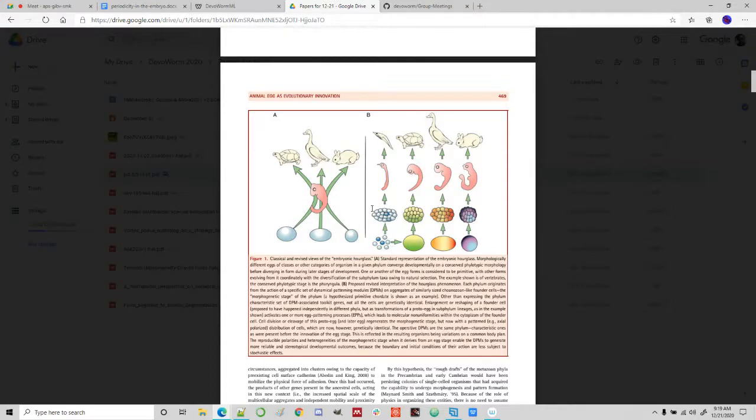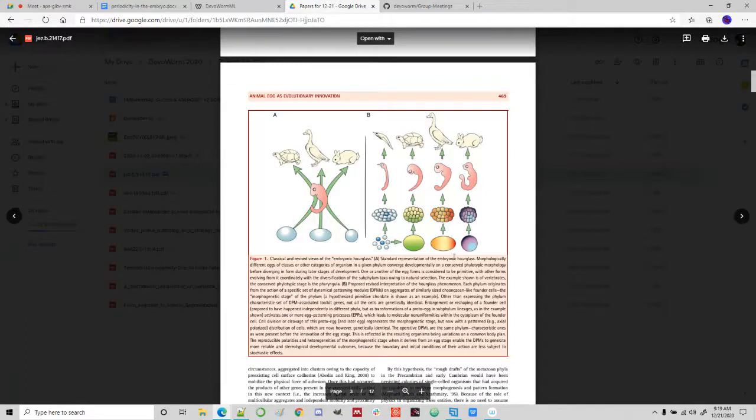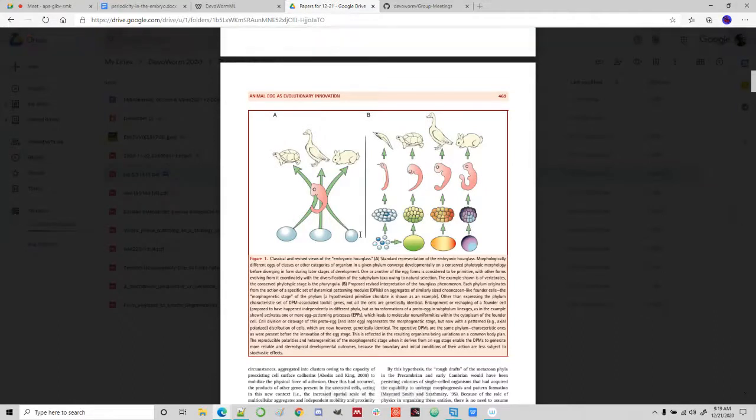And then this is an example of differential development, where you have these cell aggregates and then they form into these different eggs. And then this shows the developmental trajectory for each of these. Let's see if we can find it in the bottom here.